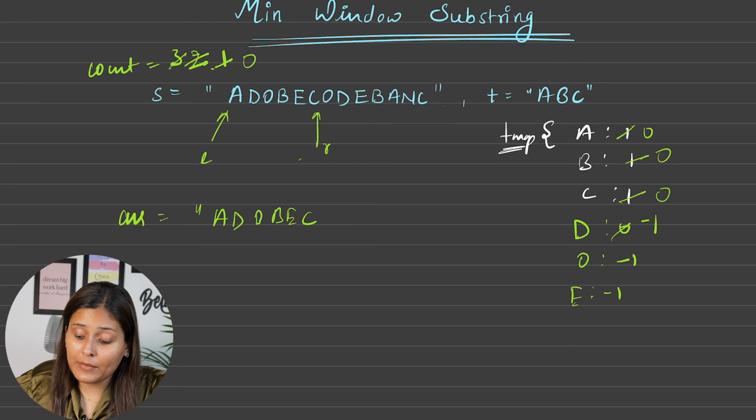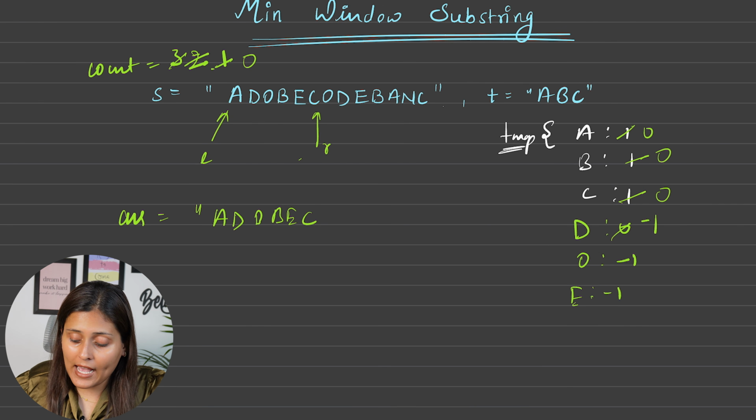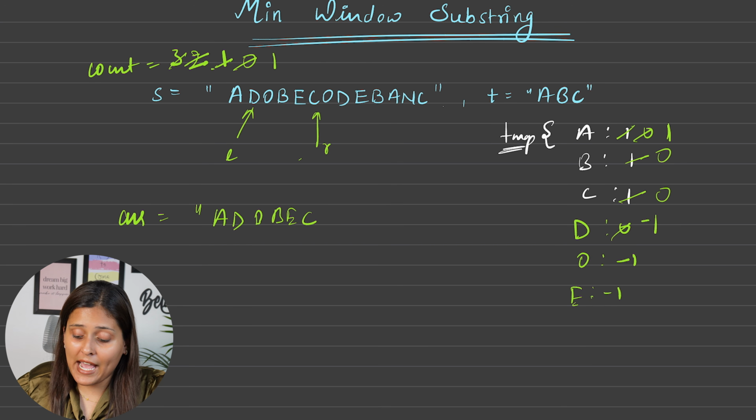Now as we want the minimum substring, we will shrink. So for shrinking, whatever has been done by R, we will undo. Means for this A, what R did was decrement the frequency, so this will increment the frequency back and increase the count back, and now we'll move this here at D. But as you can see, count is 1, so this substring is not valid so far. So now we have to move the R pointer ahead.